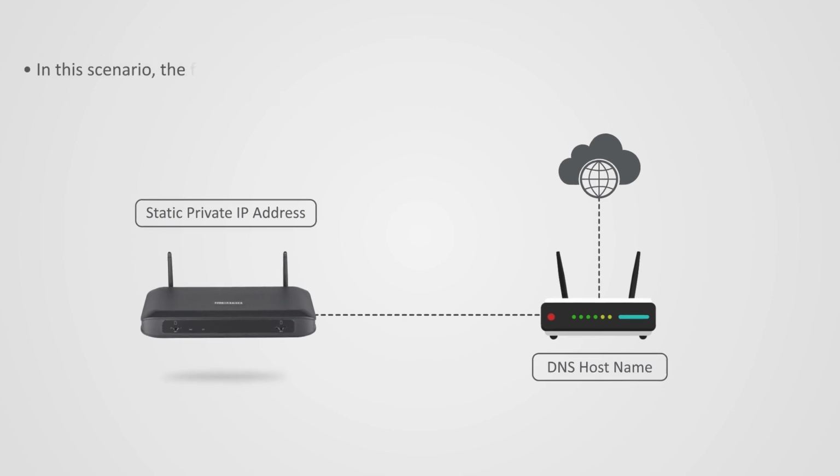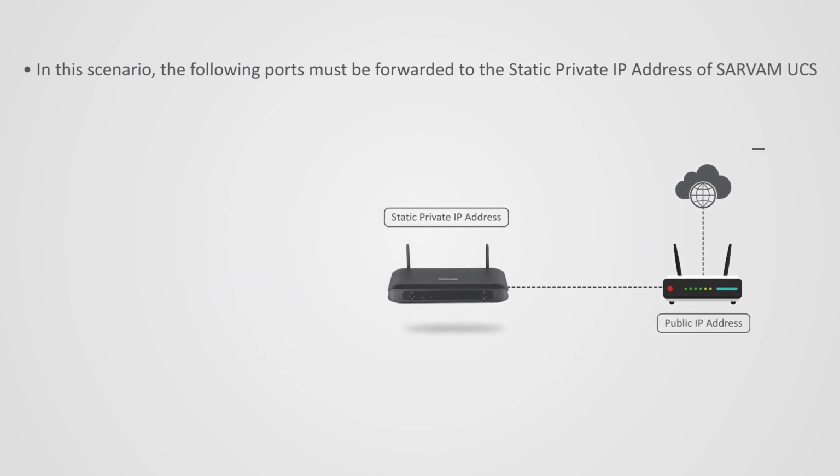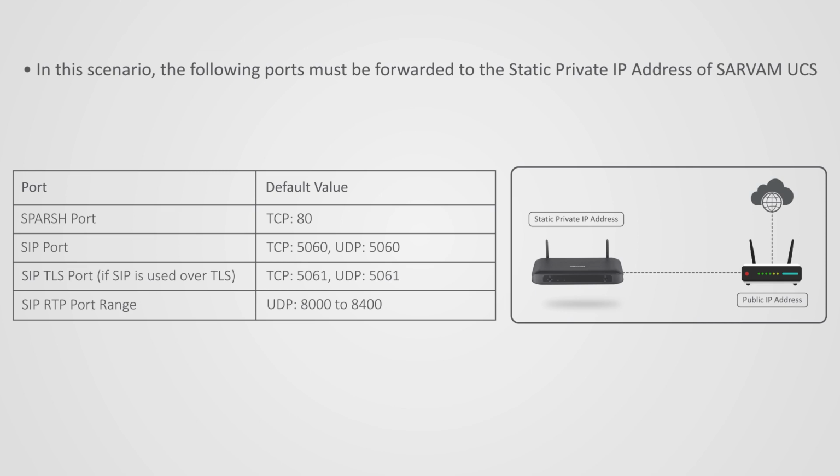In this scenario, the following ports must be forwarded to the static private IP address of SARVAM UCS. SPARSH port, TCP, 80. SIP port, TCP, 5060 and UDP, 5060. SIP TLS port, if SIP is used over TLS. TCP, 5061 and UDP, 5061. SIP RTP port range, UDP, 8000 to 8400.